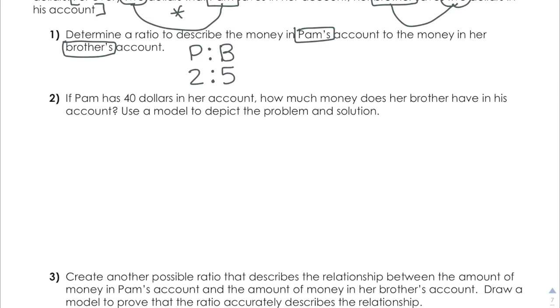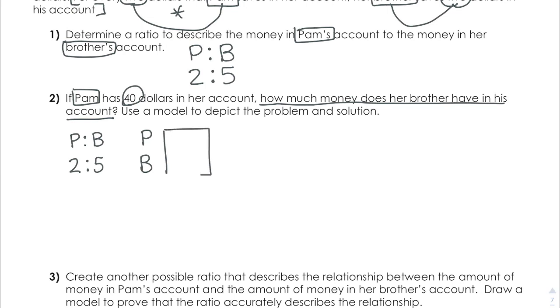Number 2, if Pam has $40 in her account, how much money does her brother have in his account? Use a model to depict, in other words, to show the problem and the solution. So Pam is going to have $40, and we have to use that information to figure out how much money her brother has in his account. So I'm going to start with our original ratio. It was Pam to her brother, and it was 2 to 5.